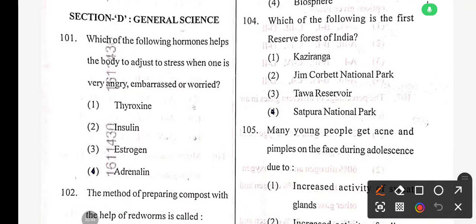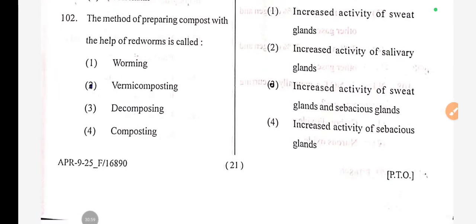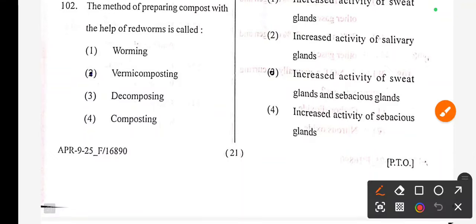Question 101. Which of the following hormones helps the body to adjust to stress when one is very angry, embarrassed or worried? Answer option 4. Adrenaline. 102. The method of preparing compost with the help of red worms is called. Option 2. Vermicomposting.